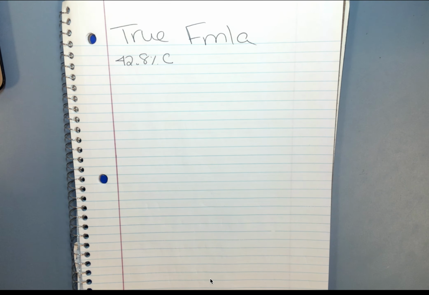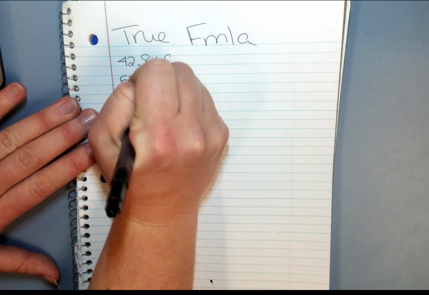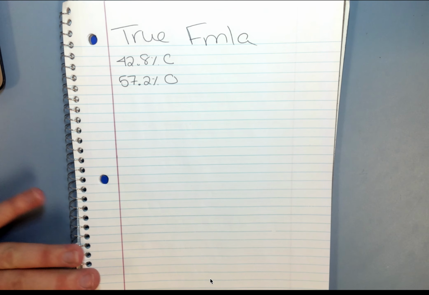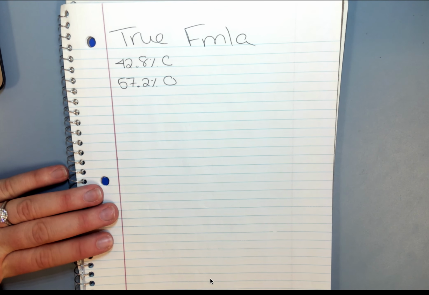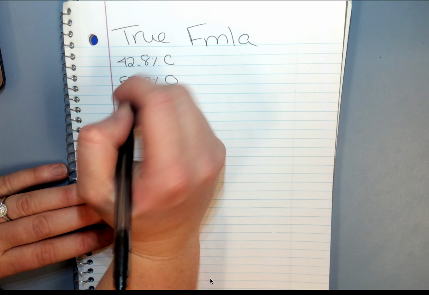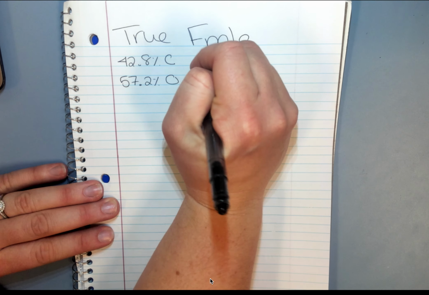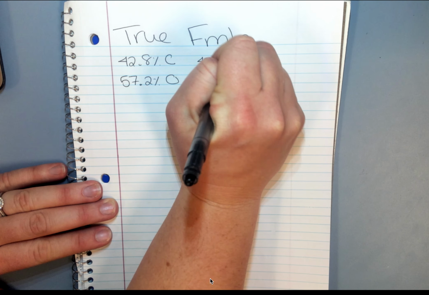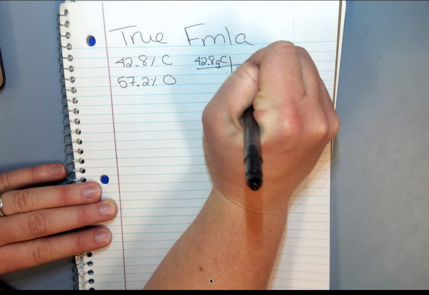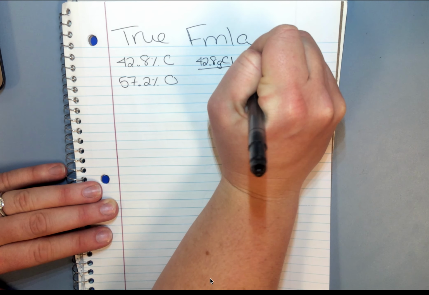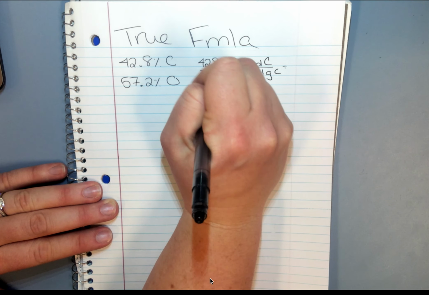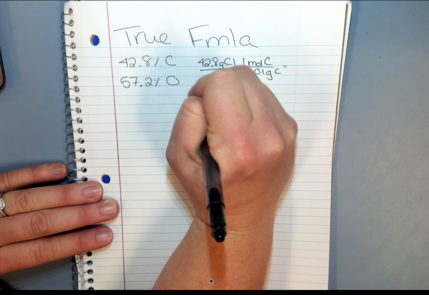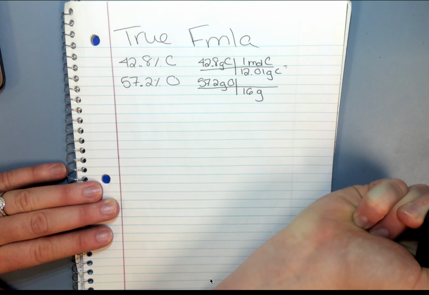Well, if 42.8% is carbon, we'll do 100 minus 42.8 to find that 57.2% is oxygen. So I'm going to take those two amounts and convert them to moles. We're going to pretend that these are grams. I'm going to go 42.8 grams of C. Well, there's 12.01 grams of carbon in every mole of carbon. And I'm going to convert my 57.2 grams of oxygen. There's 16 grams of oxygen in 1 mole of oxygen.